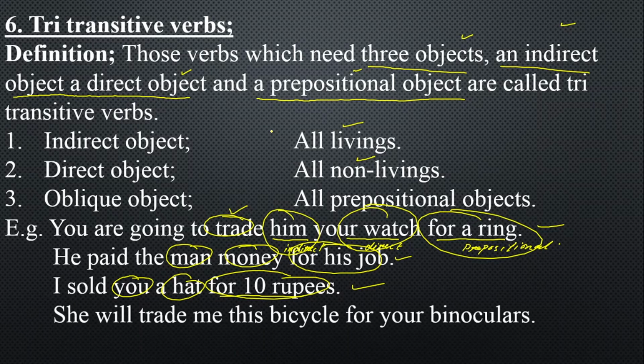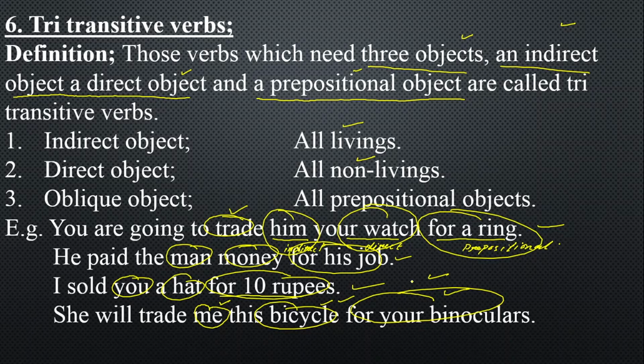Next, the last example we have got for tri-transitive verb: she will trade me this bicycle for your binoculars. Binoculars is an instrument by which you can see far things quite nearer. Now, she will trade means exchange this bicycle. She will trade me. Now, me is your indirect object, this bicycle is the direct object, for your binoculars. Binoculars means the same, you are exchanging with a bicycle. So that is known as your prepositional object or an oblique object.